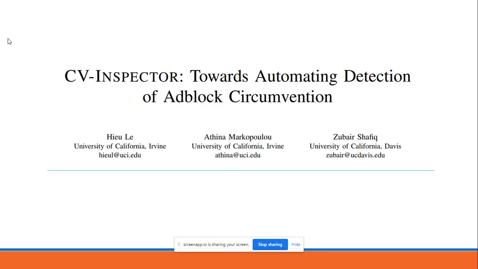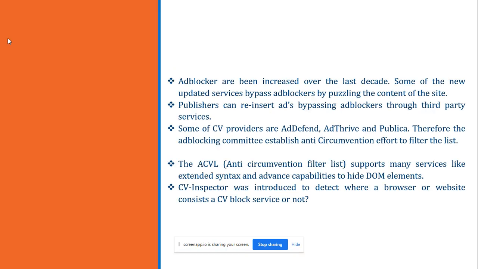So CV Inspector is one of the automated detections of ad block circumvention. Ad blockers have increased over the last decade. Some of the new updated services bypass ad blockers by obfuscating the content of the sites. Publishers can reinsert the ad by bypassing the ad blockers through third-party services. Some of the third-party services and CV providers are AdDefend, AdThrive, and Publica.